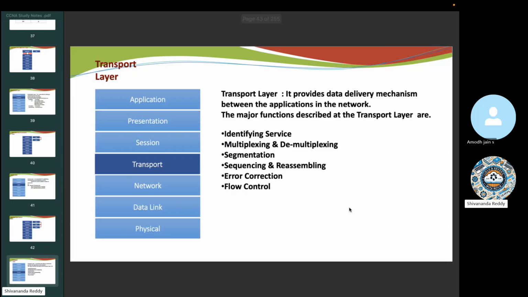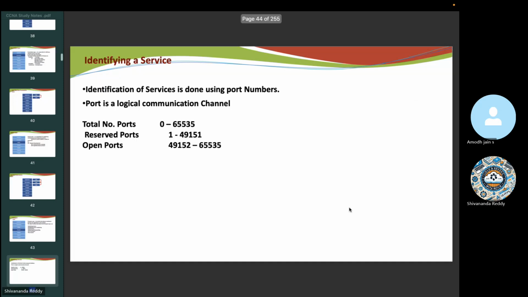Once data is moved, finally we come to the transport layer. The transport layer provides a data delivery mechanism between the applications in the network. The major functions described at the transport layer are identifying a service, multiplexing, demultiplexing, segmentation, sequencing, reassembling, error control, flow control. Like this, plenty of parameters are there, and those are supported by the transport layer.